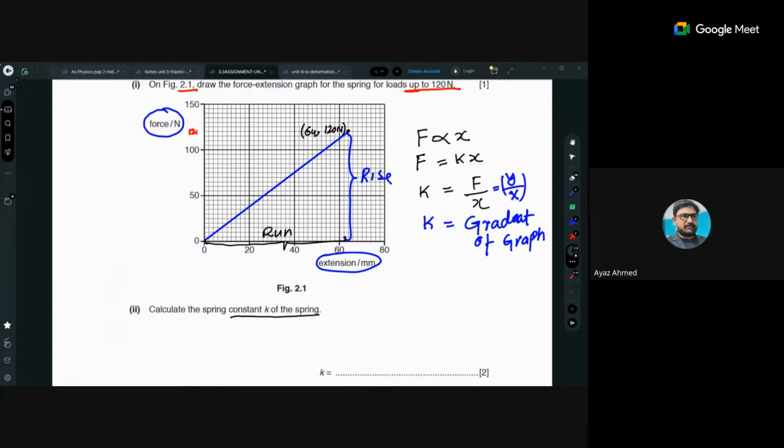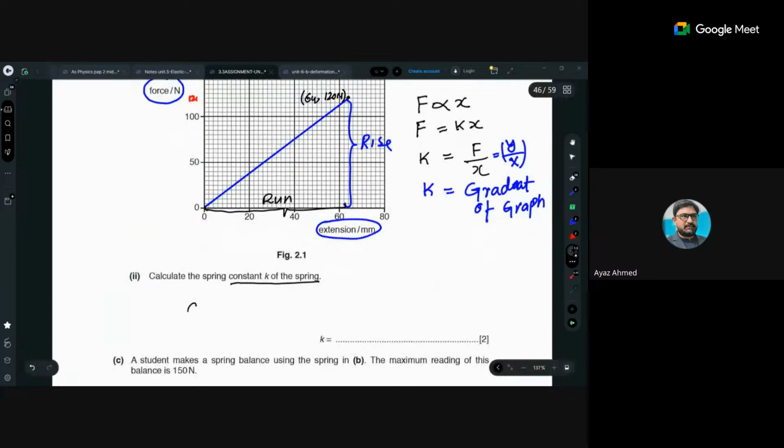So when we talk about this being the gradient, you people calculate the gradient. Its gradient is basically equal to K. And what will be K then? The final value is 120. 120 minus 0 divided by, because rise is y2 minus y1 and run is x2 minus x1, so x2 is 64 minus 0. So what will be the answer?